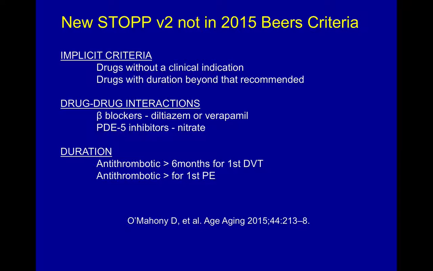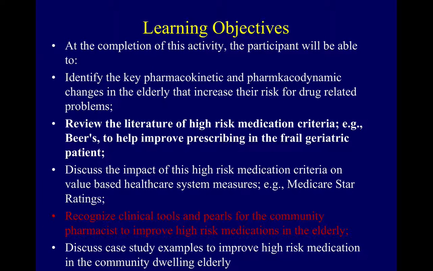Drug-drug interactions. We obviously know some classic ones. Don't use nitrates with phosphodiesterase inhibitors. Be careful that beta blockers, diltiazem and verapamil both suppress the heart and so can slow down heart rate. How long should we treat somebody on an antithrombotic if it's their first DVT or pulmonary embolism? A lot of the literature says no longer than 6 to 12 months.